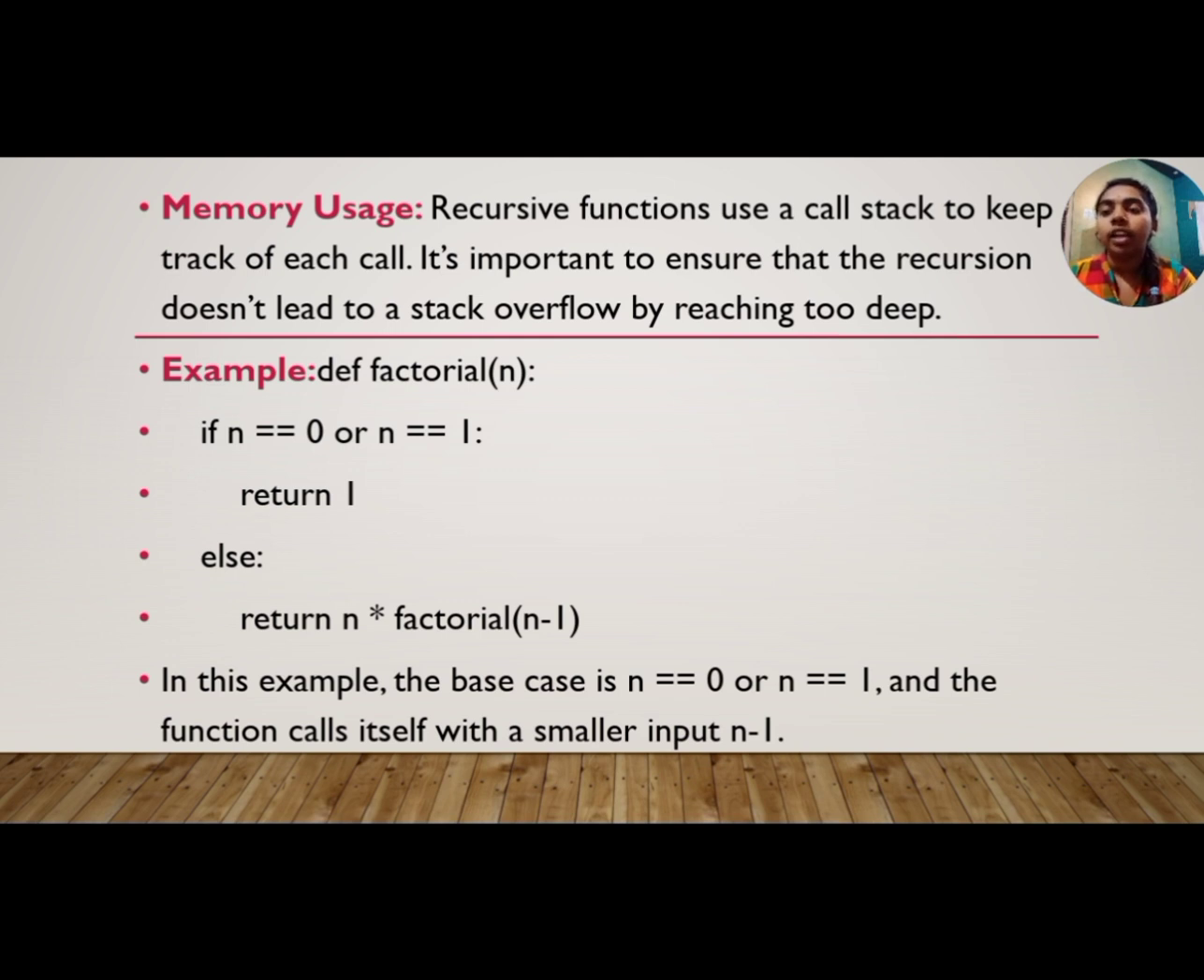For example, the definition of factorial. For n, if n equals 0 or n equals 1, then return 1. Else, return n multiplied by factorial of n minus 1. In this example, the base case is n equals 0 or n equals 1, and the function calls itself with smaller input, n minus 1.